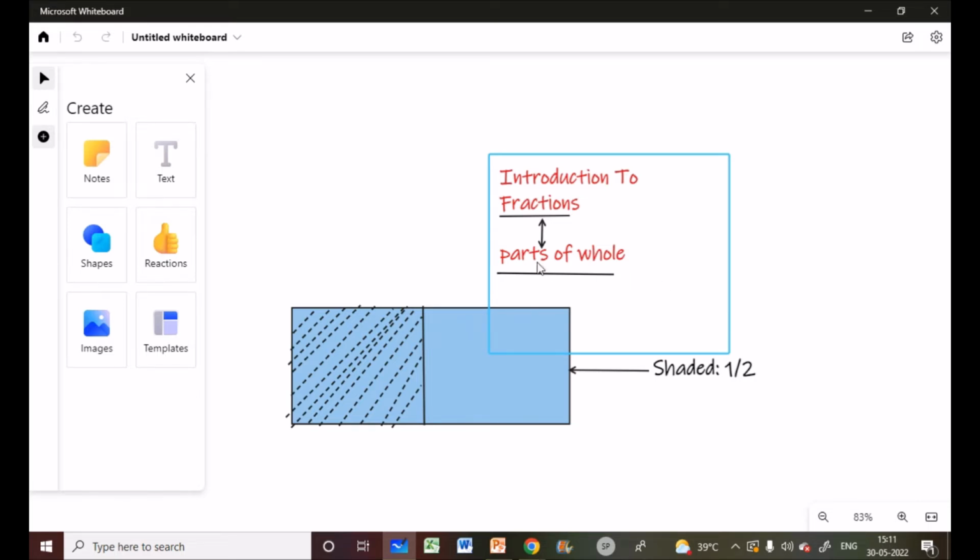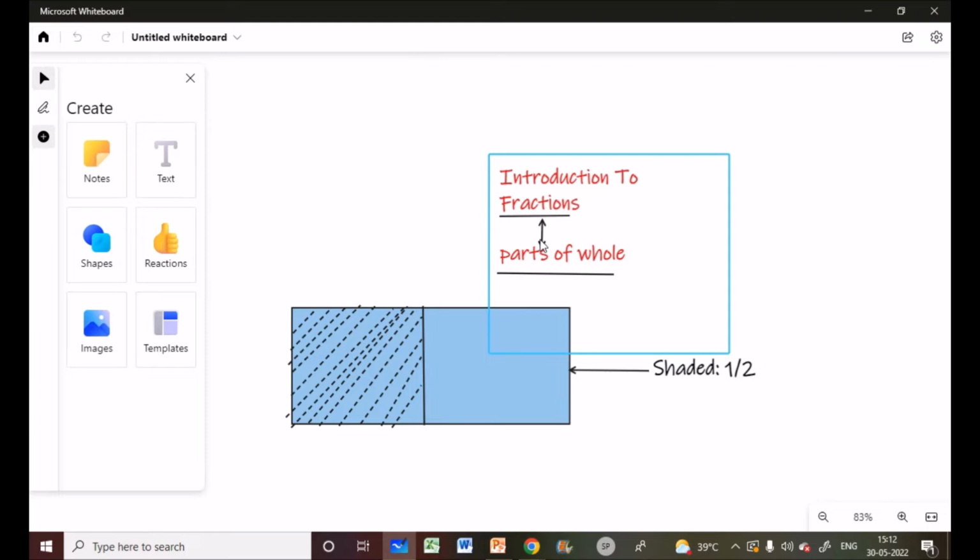Today, I'm going to explain to you about fractions. I'm just going to introduce them to you. What are fractions? Before knowing this topic, you first have to know what fractions are. Fractions are nothing but parts of a whole. First, try to understand these terms, parts and whole.